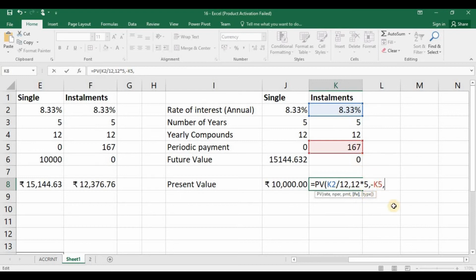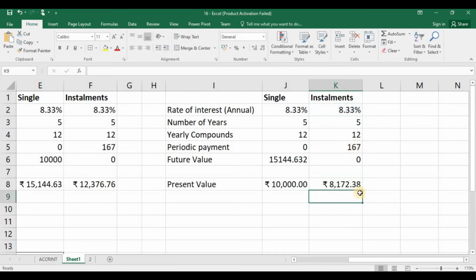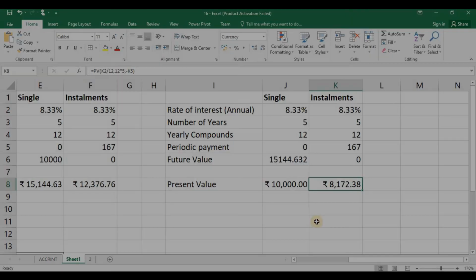Since it is recurring, we don't have an exact value, so leave these two optional arguments. Close the round brace. Press enter. See, this is the present value of our recurring investment. Like this, you can calculate the present value of any future investments.